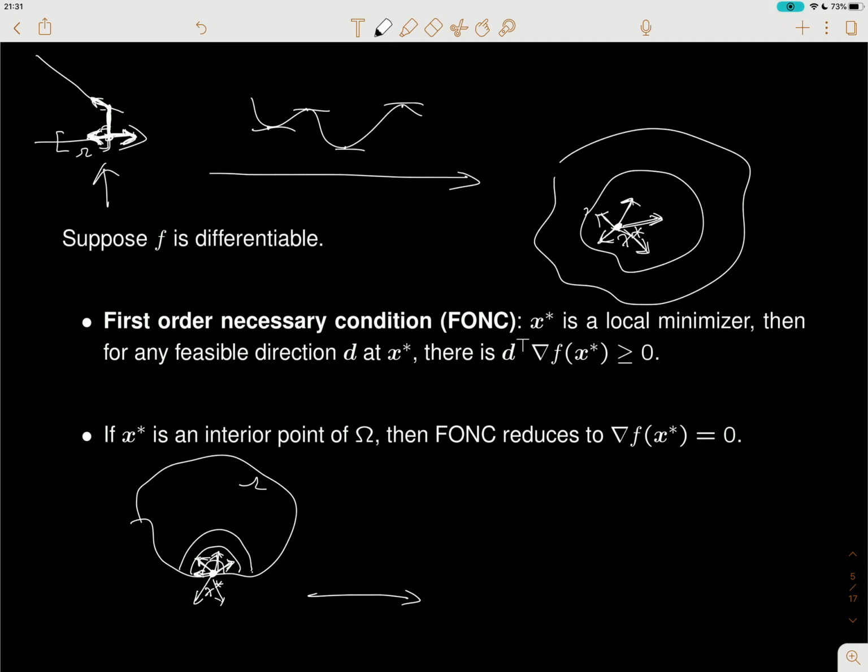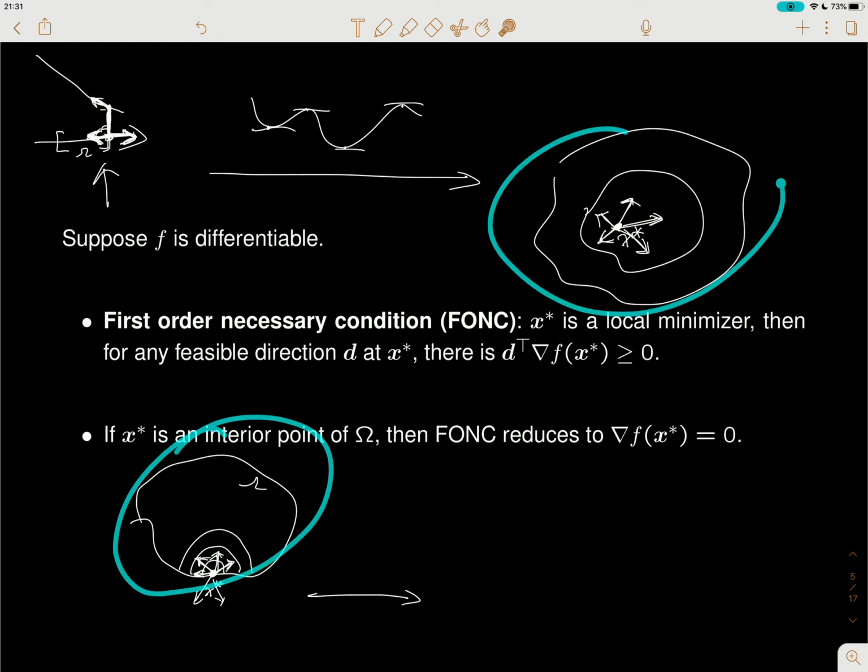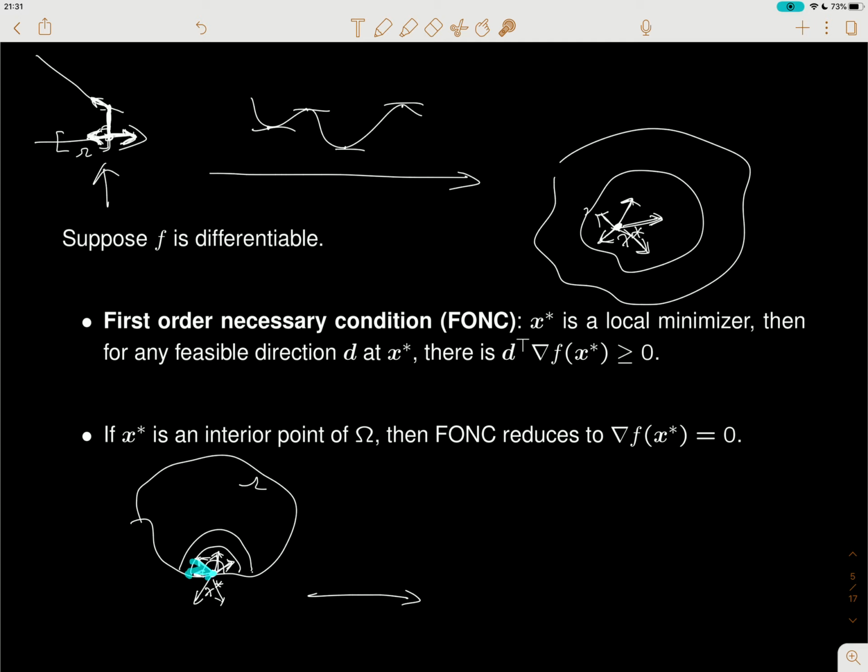Okay, so in the high-dimensional case, you have this. You can see the difference between this one and this one. If x is on the boundary, then you only care about the feasible directions. But if x is an interior point, then all the directions are feasible, right? Because you can go in any direction. And if this is true for any direction d, that just means the gradient equals 0. That is what I'm going to say next. If x is an interior point, then the first order necessary condition is just that the gradient of f equals 0.